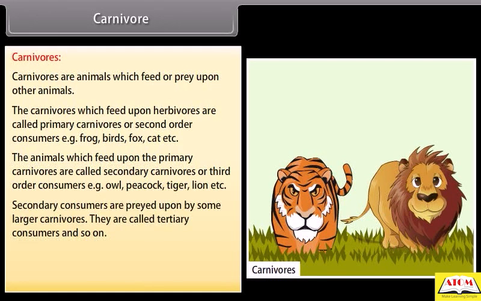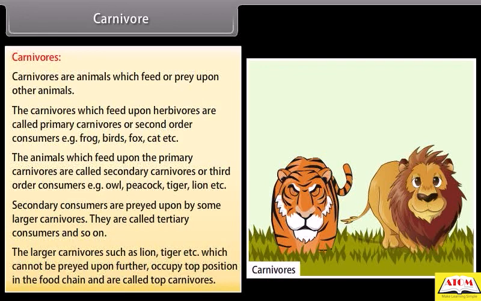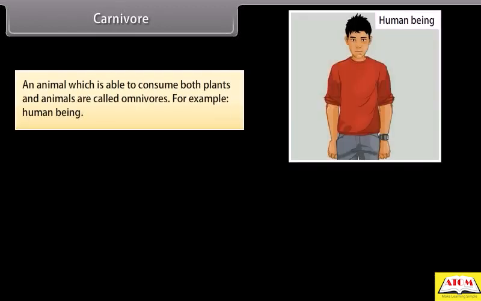Secondary consumers are preyed upon by some larger carnivores. They are called tertiary consumers and so on. The larger carnivores such as lion, tiger, etc., which cannot be preyed upon further, occupy top position in the food chain and are called top carnivores. An animal which is able to consume both plants and animals is called an omnivore.